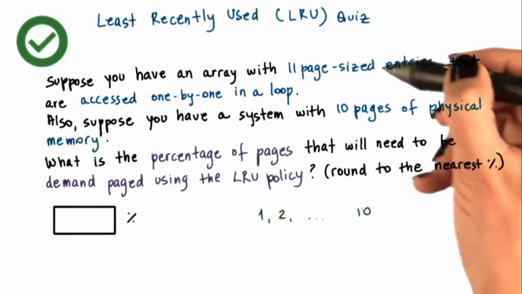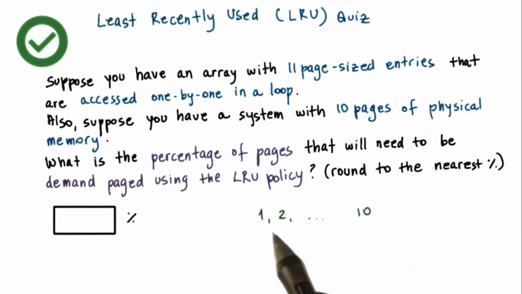In this example, initially, the first 10 pages will be loaded into memory one at a time as they're being accessed one by one.